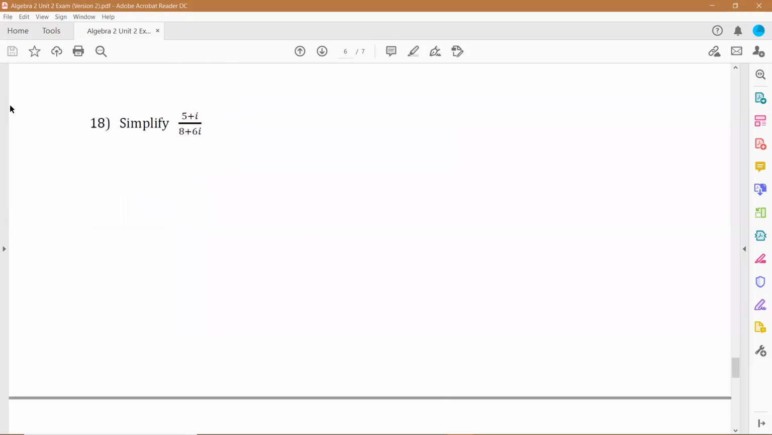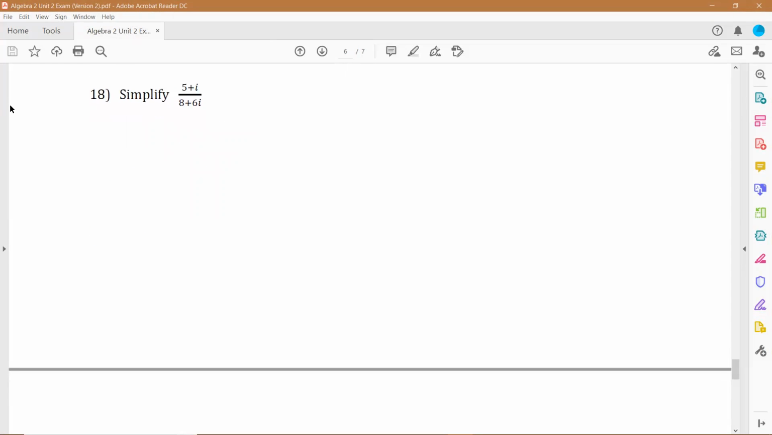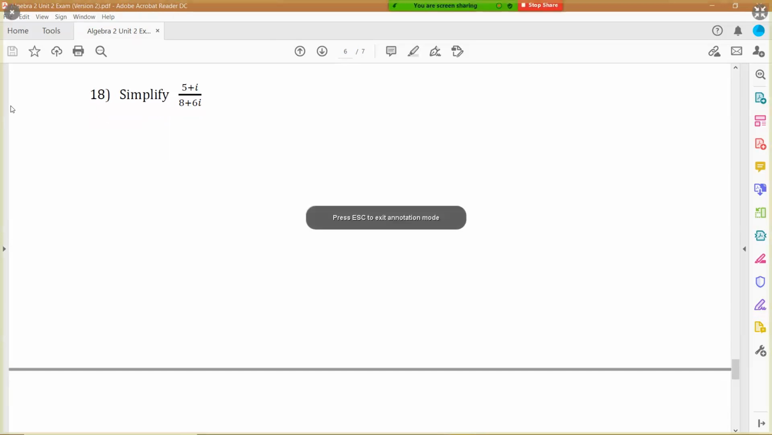So question 17, to ask you about the conjugate, guess what you're going to have to use in question 18? The conjugate. So for question 18, we have to multiply the numerator and the denominator by the conjugate. Remember, the conjugate, when I give you the whole problem, comes from the denominator. So the conjugate of 8 plus 6i is going to be 8 minus 6i. D, yes.